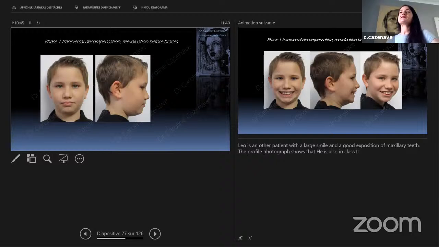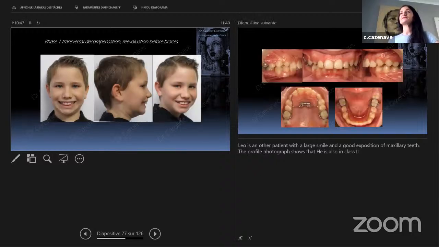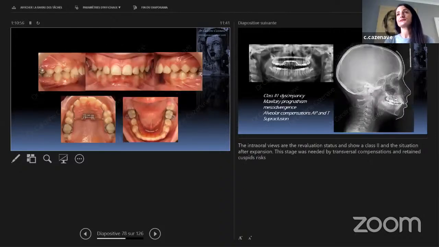Leo is another patient with a large smile and a good exposition of the maxillary teeth. The profile photographs show that he is also in class 2. These intraoral views are the re-evaluation status and show class 2 on the situation after expansion. This stage was needed by transversal compensations and retained cuspid ricks.